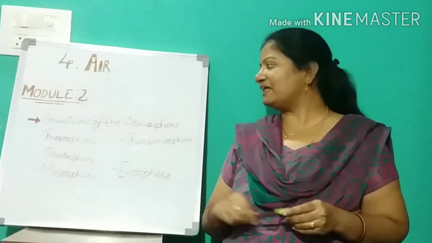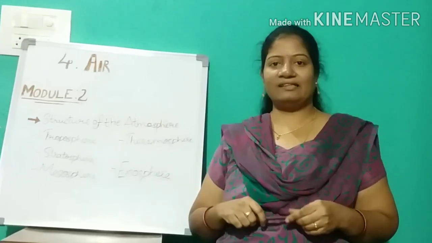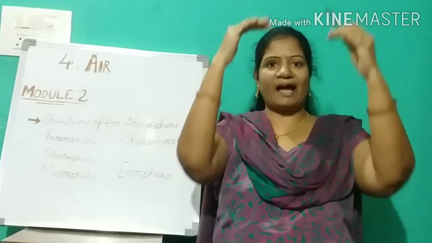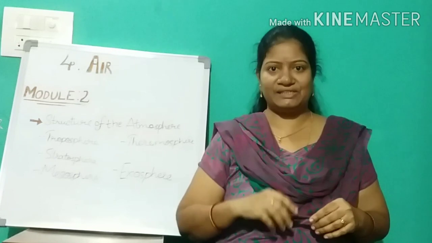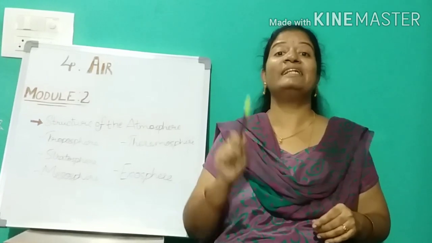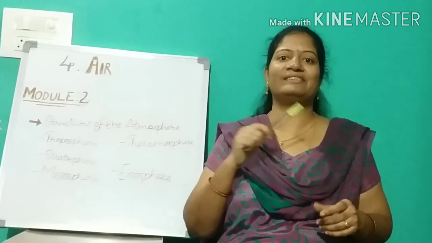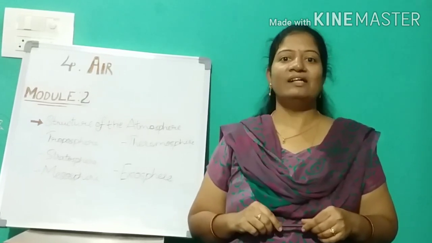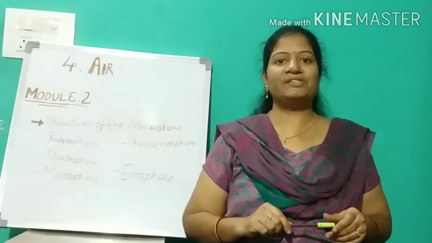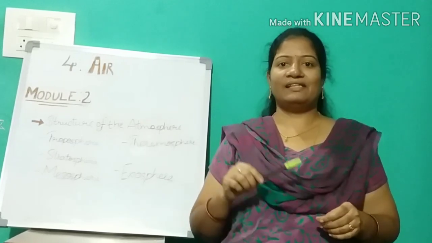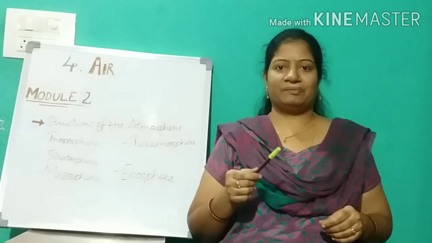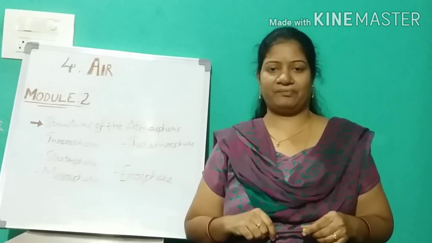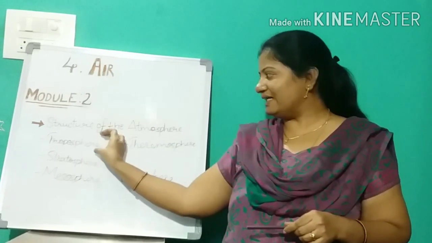In that way the height extends, and going up by 1 kilometer the temperature will decrease. 6.5 degrees Celsius of temperature decreases per 1 kilometer of ascent, right? So the change in temperature with the increase in altitude is called the lapse rate. Is it clear now?